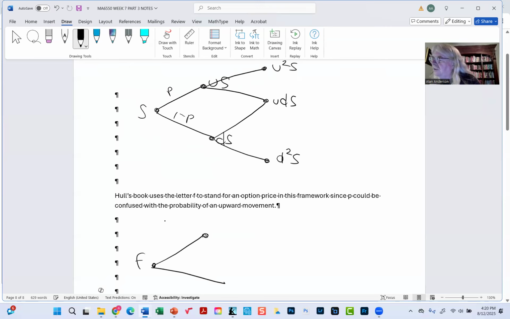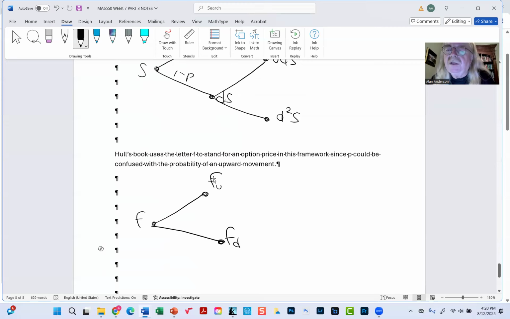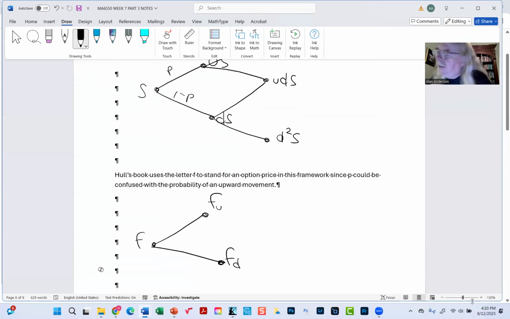Now, the notation can get a little confusing. The up and downward movements in the option tree are not necessarily multiplied by constants like in the stock tree. So what Hull does is write this as F with a subscript of U and F with a subscript of D. So you have to be careful of that. These are not multipliers. This is F sub U and F sub D.